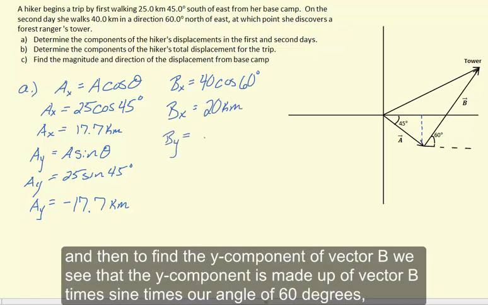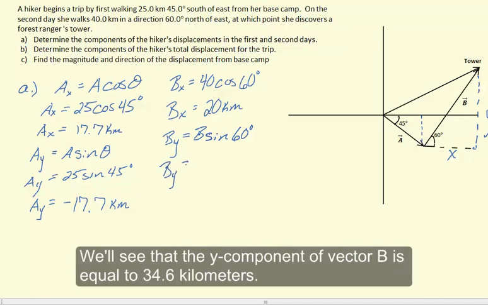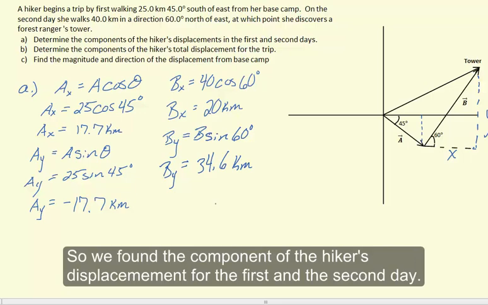And then to find the y component of vector B, we can see that the y component is made up of vector B times sine of our angle of 60 degrees. And we can draw to help us visualize our x component and our y component for vector B. We'll see that the y component of vector B is equal to 34.6 kilometers. So we found the components of the hiker's displacement for the first and second day.